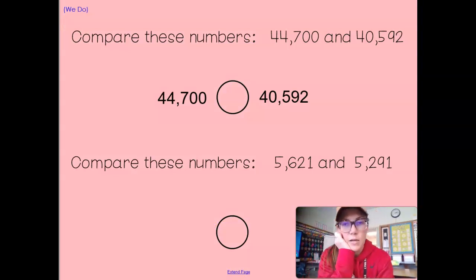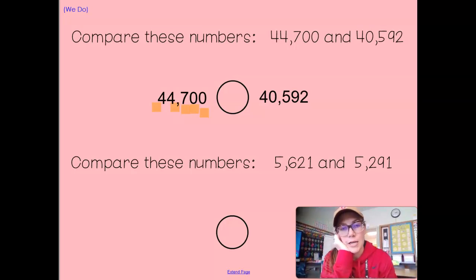First, let's read this number together. 44,700 and 40,592. Okay, what do we do first? Let's count our digits. So how many digits do we have in the first number? Awesome. There's 1, 2, 3, 4, 5 digits.